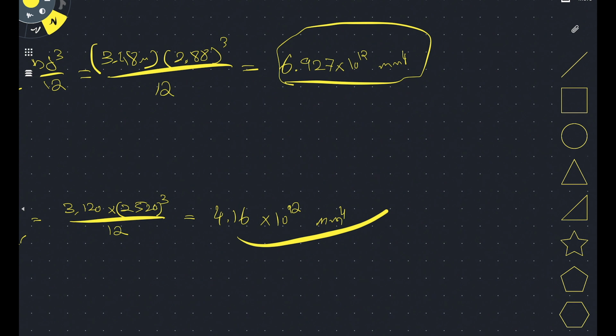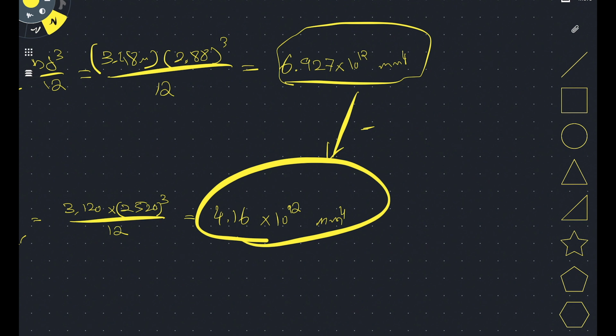Now what I need to do is subtract my inner I from my bigger I. So effectively I'm having all of this and then subtracting the inner I out of it.